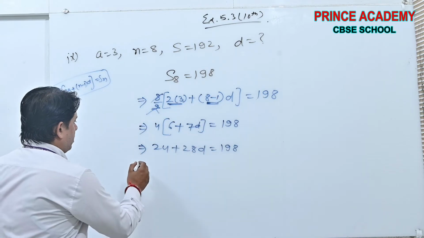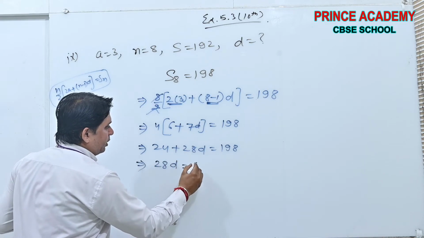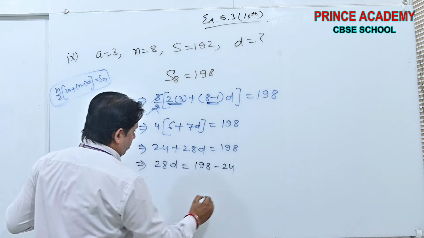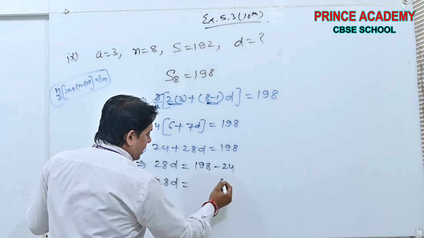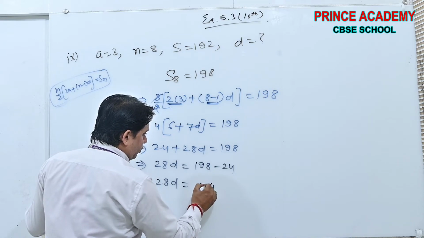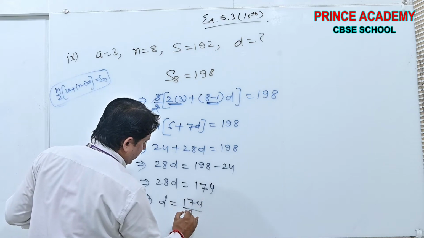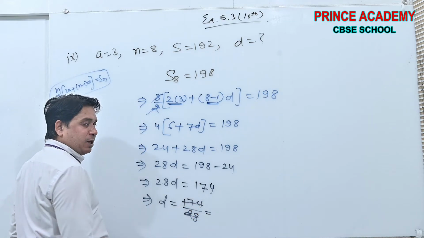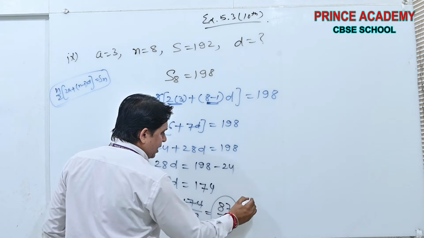Now see. 28D is equal to 198 minus 24. Yes or no, beta? Subtract: 8 minus 4, 9 minus 2, 1. From here, D is equal to 174 by 28. Now cancel with 2, you will get 87 by 14. This is the answer.